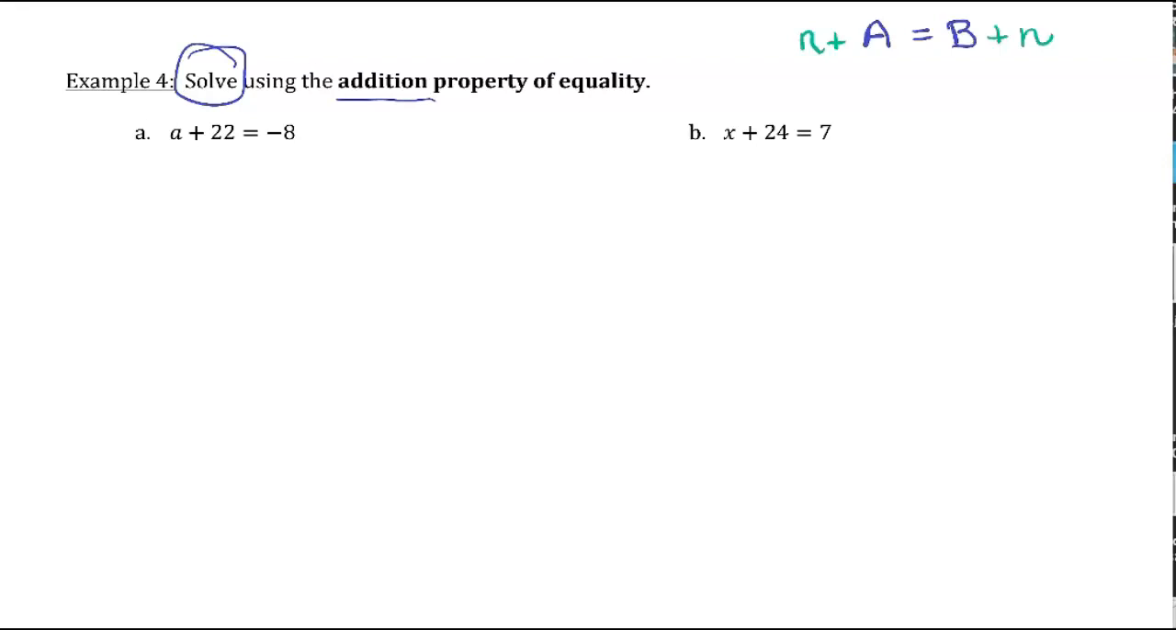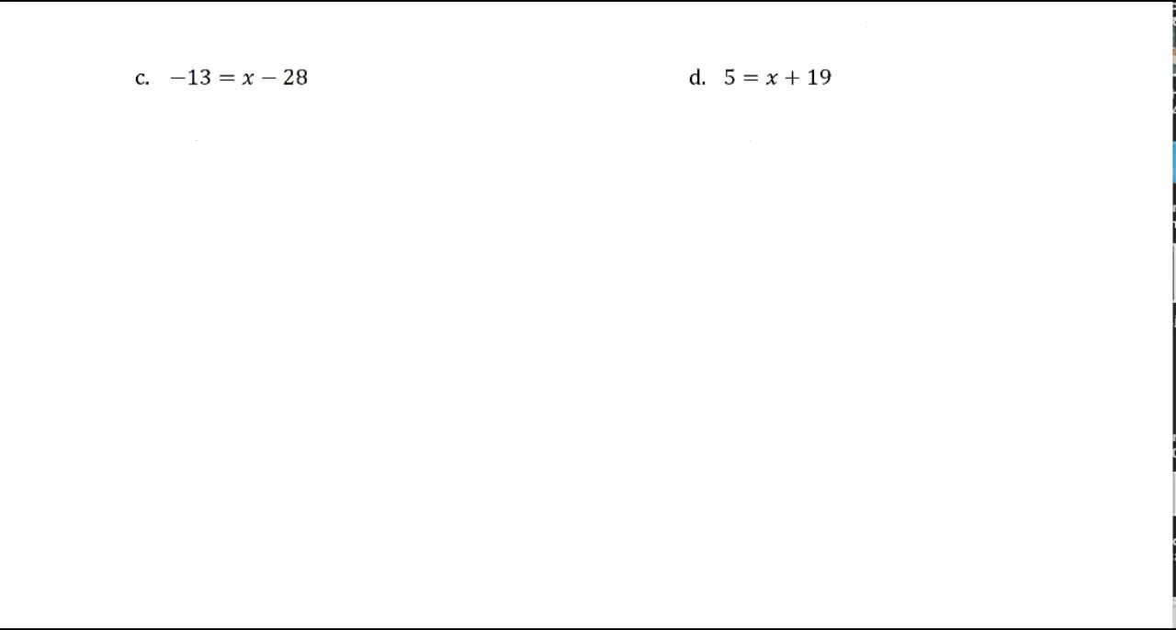We can add the same number to both sides. I'm going to start by going to part C and let you come back and try parts A and B. The important thing to remember here is that we can add the same number to both sides of an equation. In part C, we have negative 13 equals x minus 28.